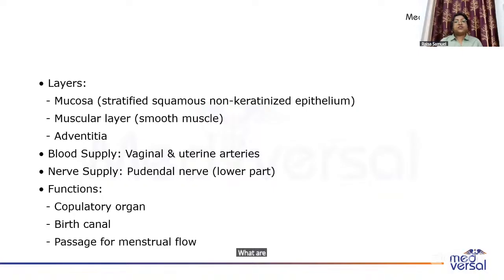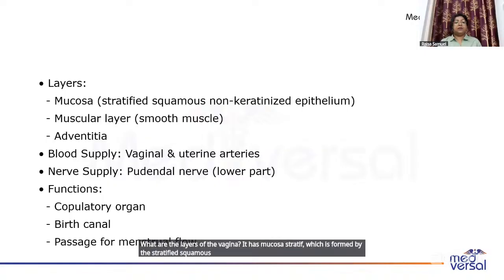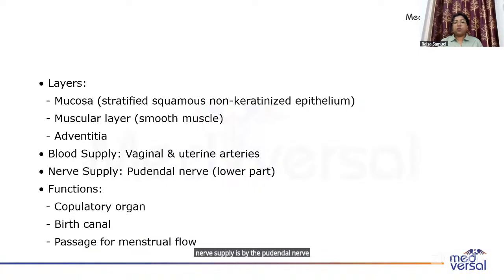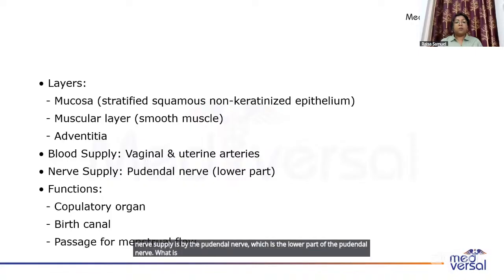What are the layers of the vagina? It has mucosa, which is formed by stratified squamous non-keratinized epithelium. The muscular layer is by smooth muscle, and then the adventitia. Blood supply is the vaginal and uterine arteries. Nerve supply is by the pudendal nerve, for the lower part. What are its functions? Copulatory organ, birth canal, and passage for menstrual flow.